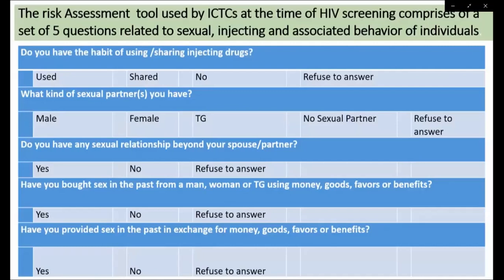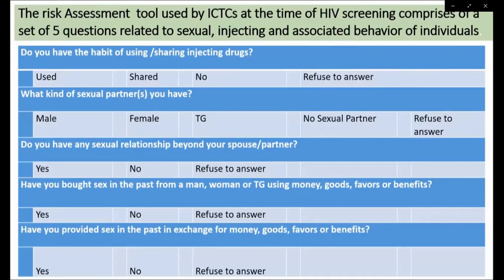These are the 5 questions which we consider as profiling the risk of the particular client who is visiting the standalone ICTC on their own. The first question is, do you have the habit of using or sharing injecting drugs? Here we ask whether used, shared, or no, and refuse to answer.